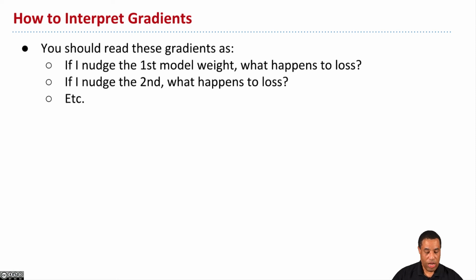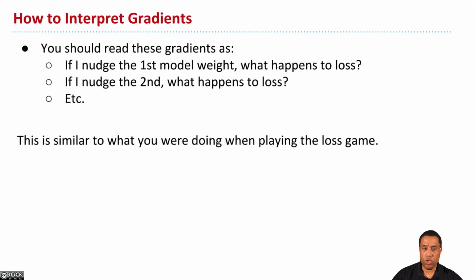And so if I had a vector that was, say, 2, 2, 0, minus 1, right? Well, that would tell me that I need to move in a negative direction for the first, a negative direction for the second, don't touch the third, and then for the fourth, move in a positive direction. Again, it was 2, 2, 0, minus 1, and you move in the opposite direction. So again, this is very similar to what we did when we were playing the loss game. We looked at what happened if I nudge this weight, what will happen, right?